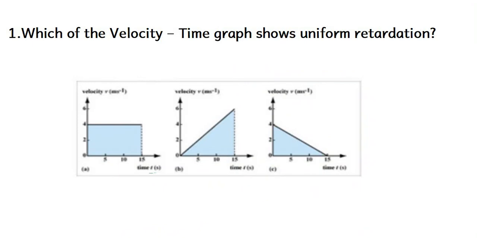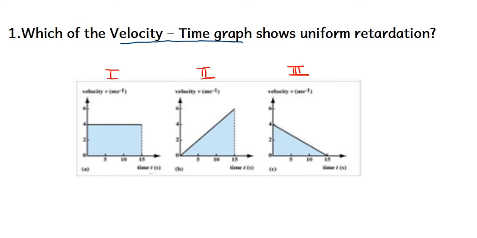In this question 1, we have a velocity time graph. Which velocity time graph shows a uniform retardation? Let us give this graph first, second and third. We will try to read each graph.